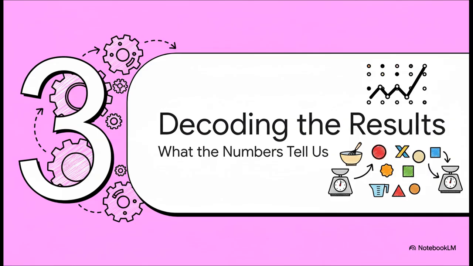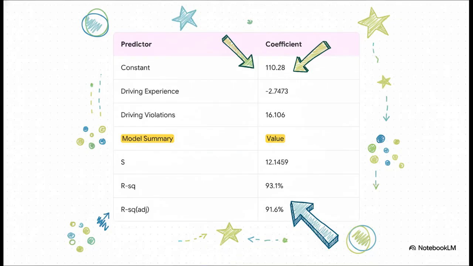All right, the moment of truth. We fed our data into a statistical program. So, what did we find out? Let's decode the results. Okay, here's the output. It might look like a jumble of numbers, but don't worry, we're just going to zoom in on the most important parts. The answers we're looking for are right here under coefficients, and then we're going to look at this r² value down at the bottom.